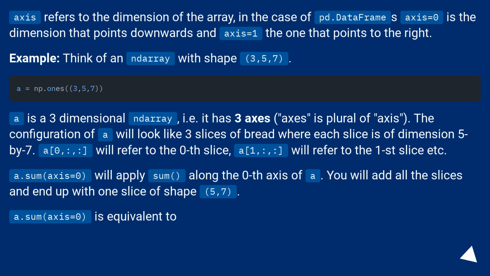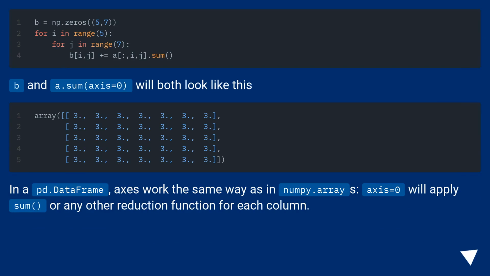A.sum(axis=0) will apply sum along the 0th axis of A. You will add all the slices and end up with one slice of shape 5, 7. A.sum(axis=0) is equivalent to B and A.sum(axis=0) will both look like this. In a pd.DataFrame, axes work the same way as in numpy arrays. Axis equals 0 will apply sum or any other reduction function for each column.